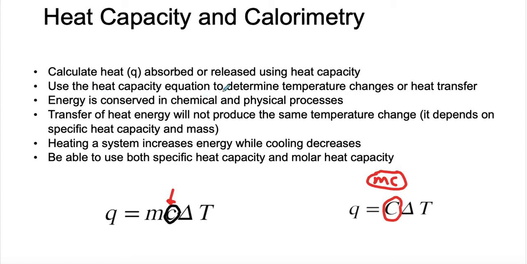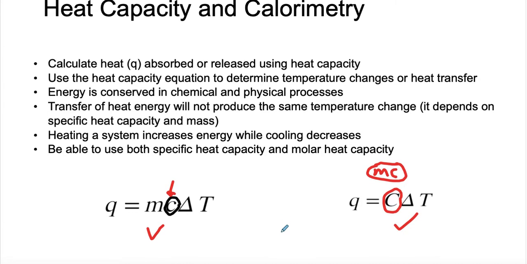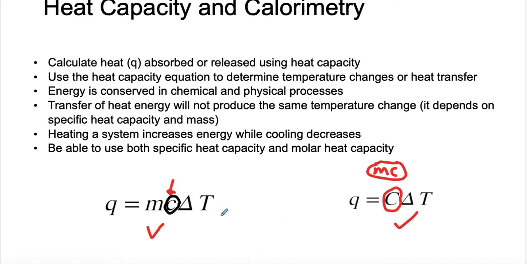The heat capacity equation is this one, and this is the specific heat capacity one, and this other one is the heat capacity. So you need to look at the units of the things that are given to you in a problem to be able to calculate that.